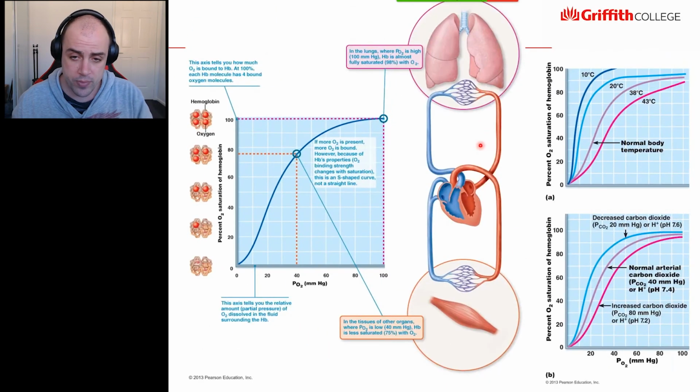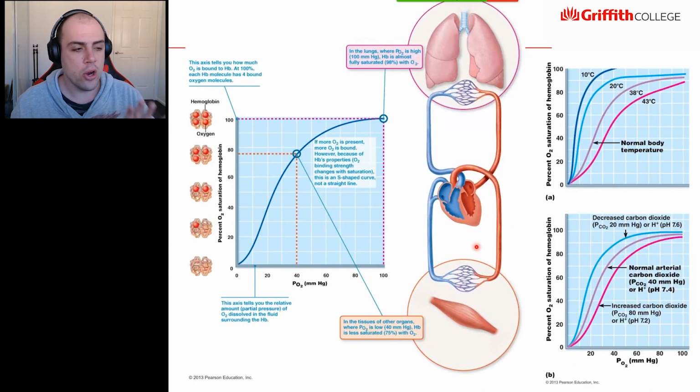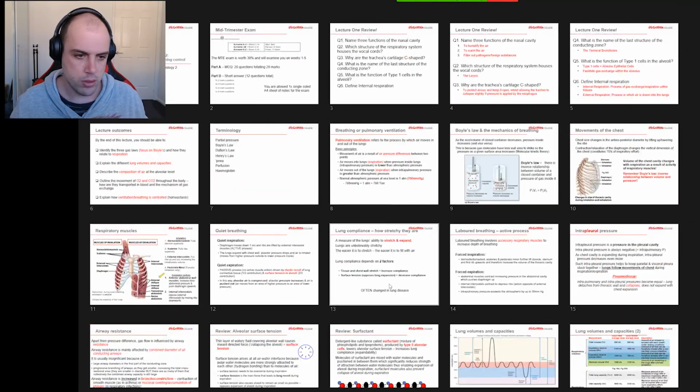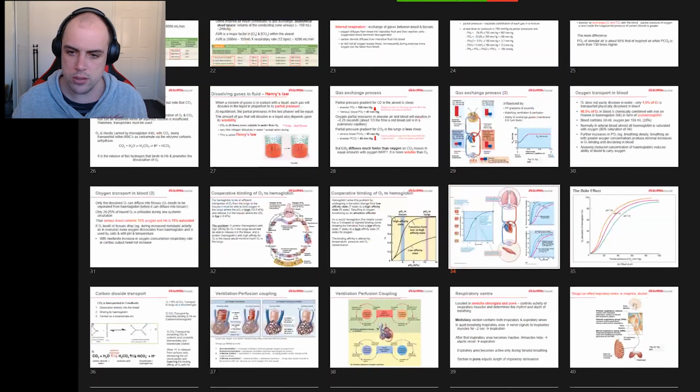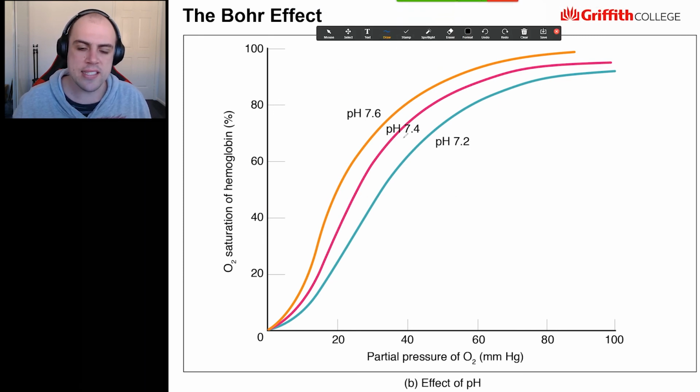Now, I guess the problem is, how is it that when we get to our tissues, we make it go, okay, that's cool and all, I'm glad you love oxygen and you're holding on to it, it's now time to deliver it. One of the ways is through the Bohr effect. What the Bohr effect states is that as we lower the pH, so as we get more acidic, the binding affinity of hemoglobin will go down.